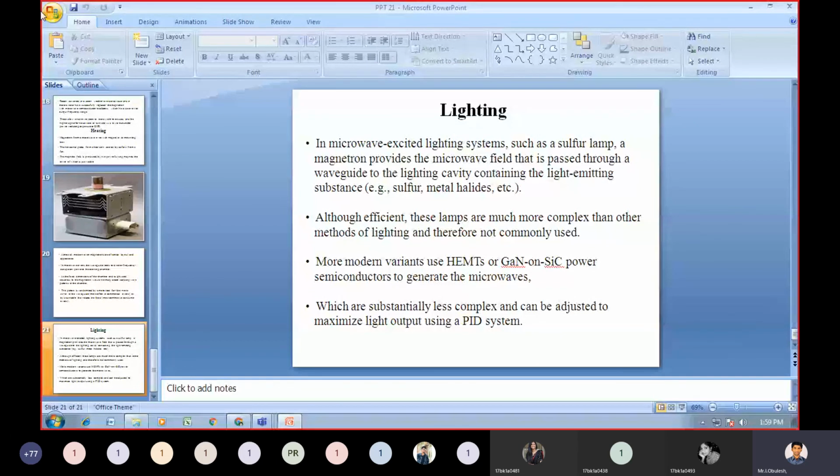More modern variants use HEMTs or gallium nitride and silicon carbide power semiconductors to generate the microwaves, which are substantially less complex and can be adjusted to maximize light output using PID systems.